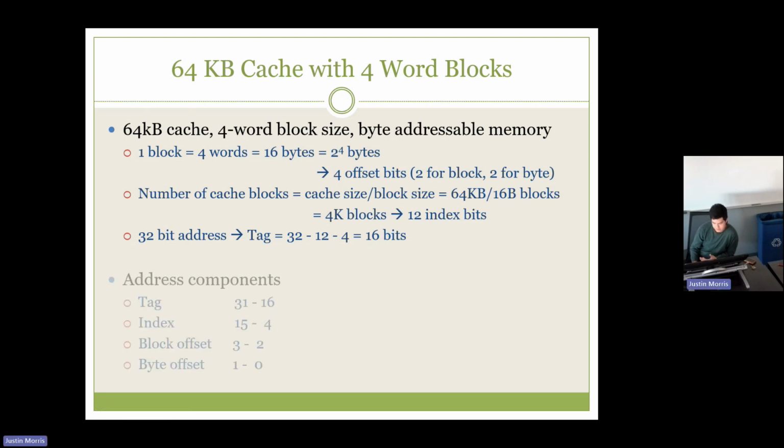So here are our address components. Tag is 31 through 16. Index is 15 through 4. Block offset is 3 through 2, because we have 4 word blocks. And then byte offset is 1 through 0 because we're byte addressable.